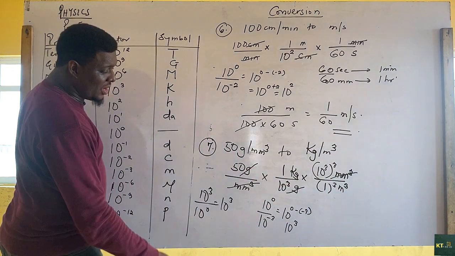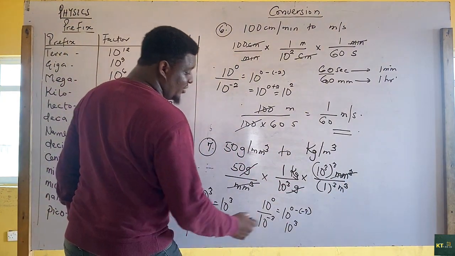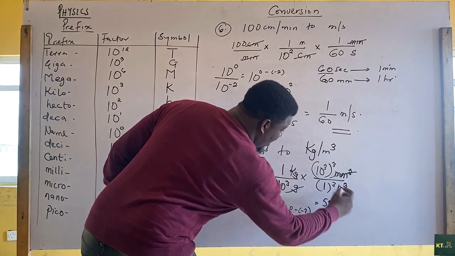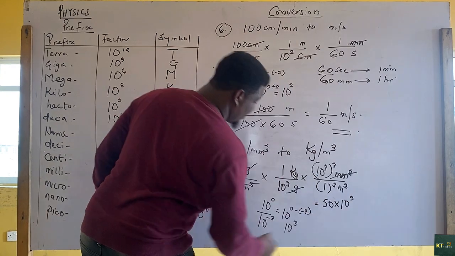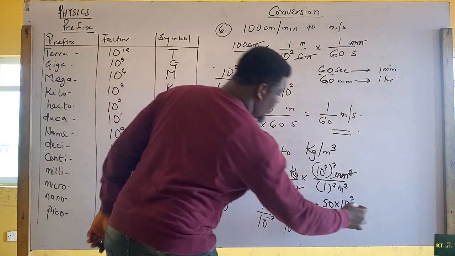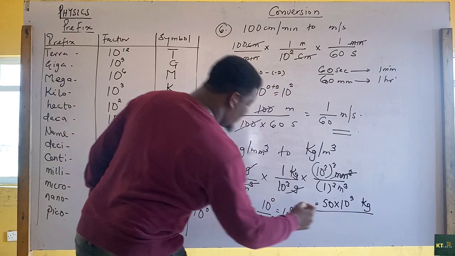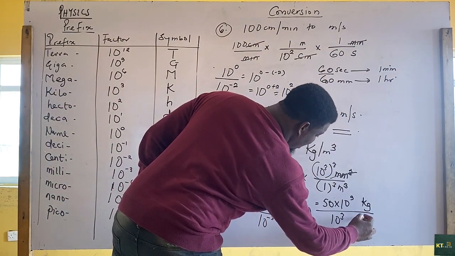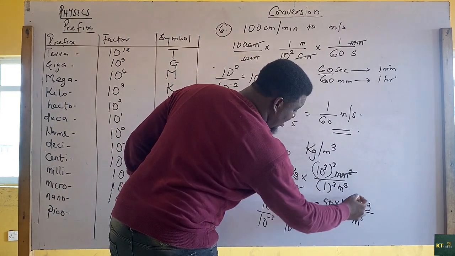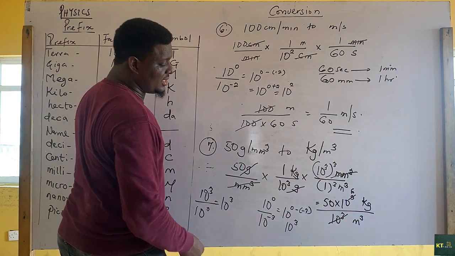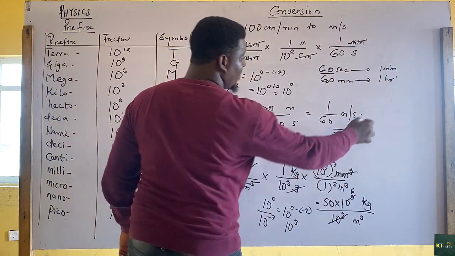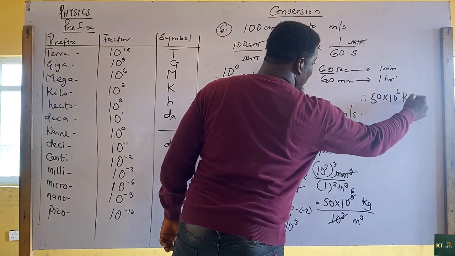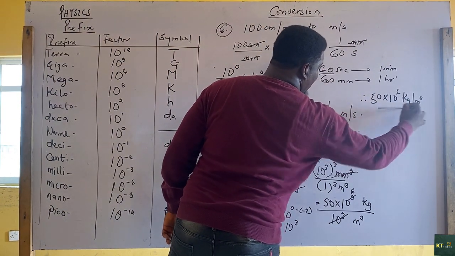So what do you have as your answer? This will be written as 50 multiplied by 10 raised to power 3 times 3, which is 9, kilogram over 10 raised to the power of 3 meter cube. So this can cut out this and remain 6. And you have the answer as 50 times 10 raised to power 6 kilogram per meter cube.